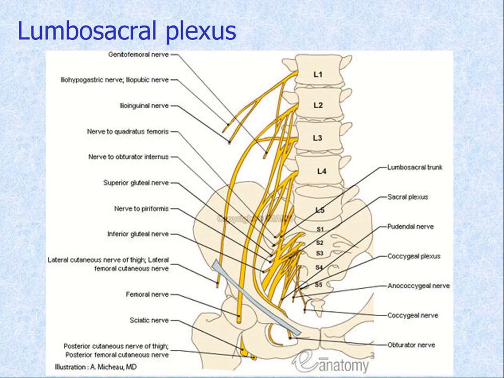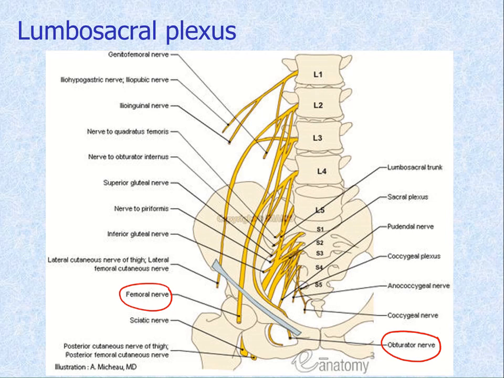Lumbosacral plexus. Lumbar plexus is formed by the anterior primary rami of upper 4 lumbar spinal nerves with a contribution from the 12th thoracic nerve. The femoral nerve of the anterior compartment of the thigh is a branch coming out from the lumbar plexus. The obturator nerve, the nerve of the adductor compartment of the thigh, is also a branch from the lumbar plexus.